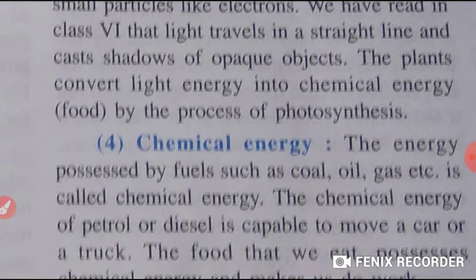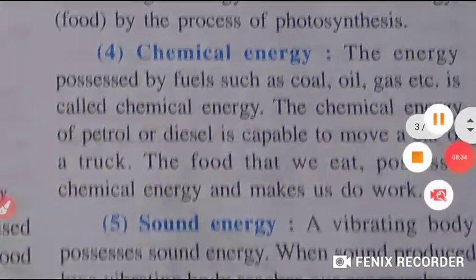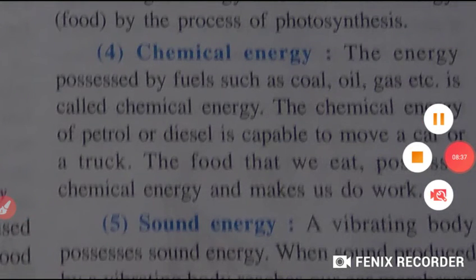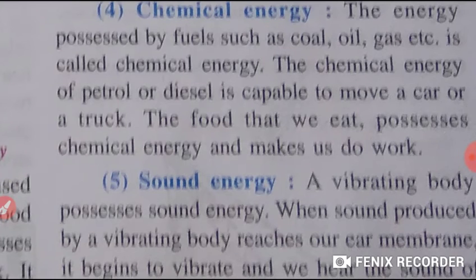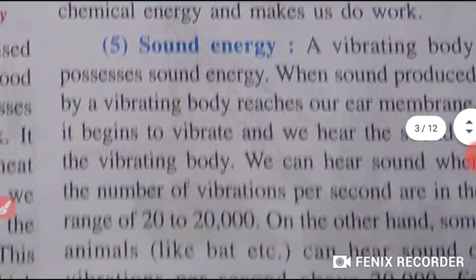Students, plants convert light energy into chemical energy. You know by which process? By the process of photosynthesis. Okay. Now students, we will study chemical energy. The energy possessed by fuels such as coal, oil, gas is known as chemical energy. The chemical energy of petrol or diesel is capable of moving a car or truck. The food we eat possesses which energy, students? Chemical energy, and due to that only we do work.